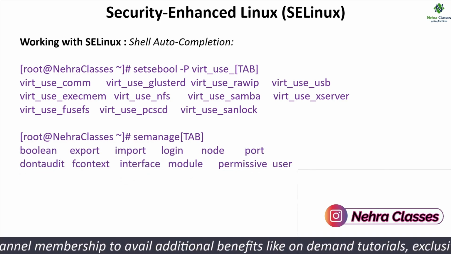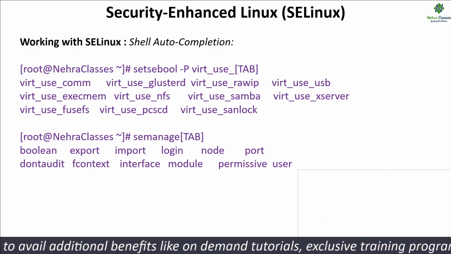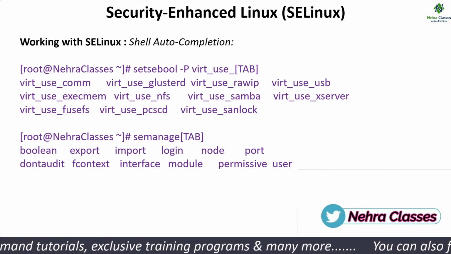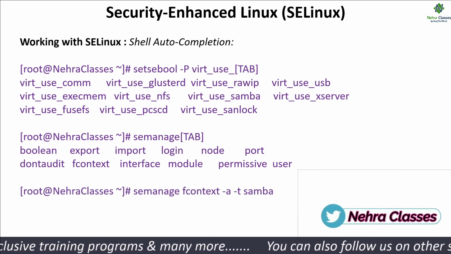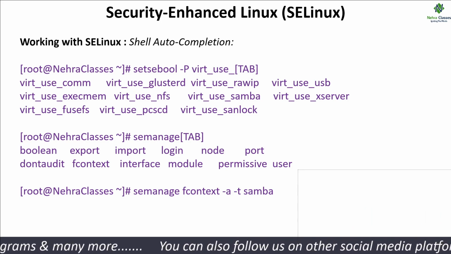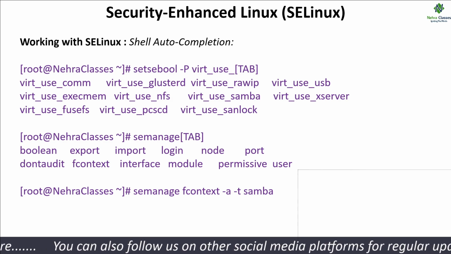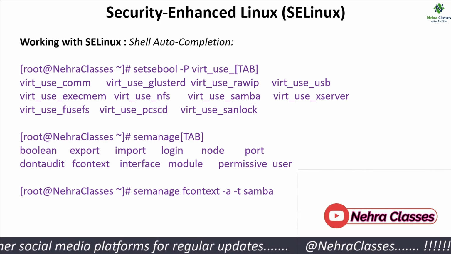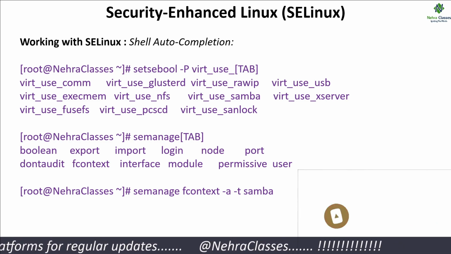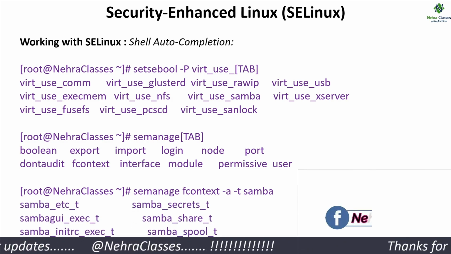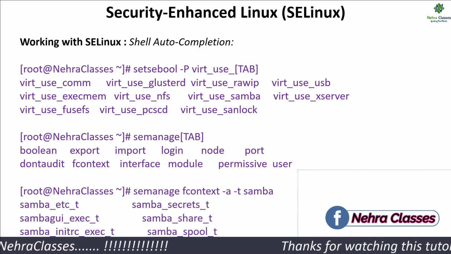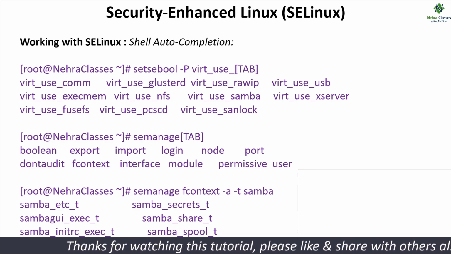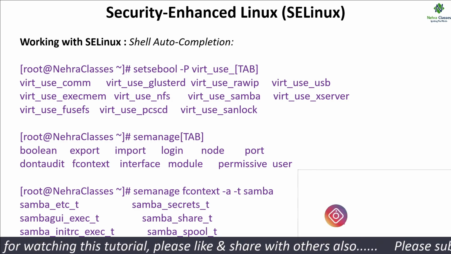Same we can do for the semanage command as well. After the semanage command, if we press the tab key, it will show us all the available options that we can use with semanage. So in this way we can use shell auto completion with setsebool as well as getsebool as well as the semanage command. Same we can do for the context as well. After semanage we can mention fcontext and the options, and then we can press the tab key. It will show us the available options. Now let's move towards the terminal and practice each and everything whatever we have learned so far.